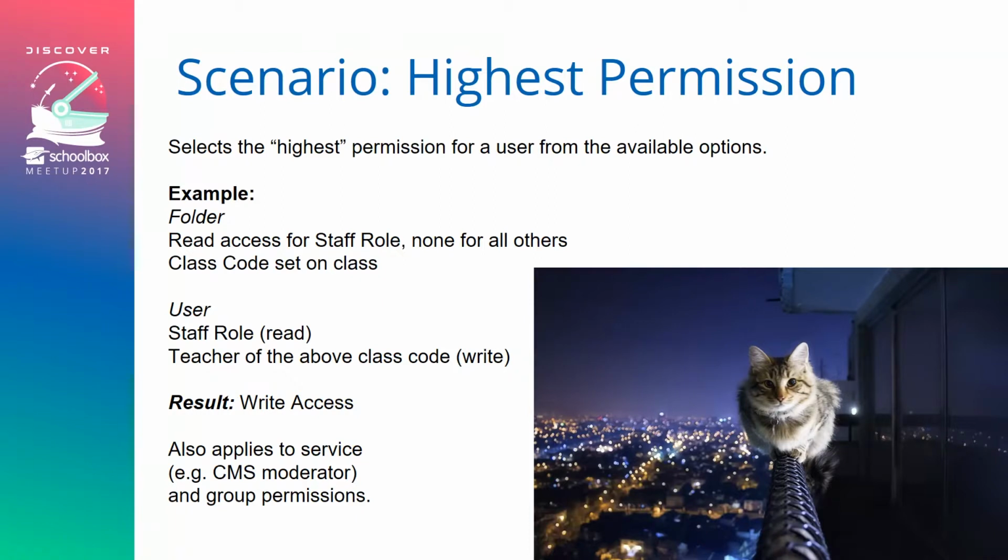So if they've got a class code on and that gives them write access, it doesn't matter what other system, whether it's the CMS privilege giving them read access or a role or group-based access, it's the highest permission of all that wins, which should hopefully simplify those edge cases that you may have been coming up with from time to time between a few different parts of our permission system.